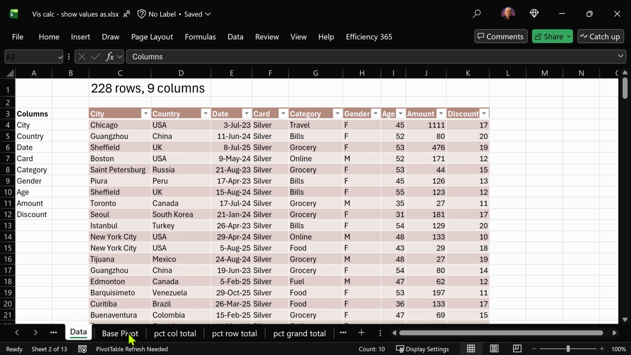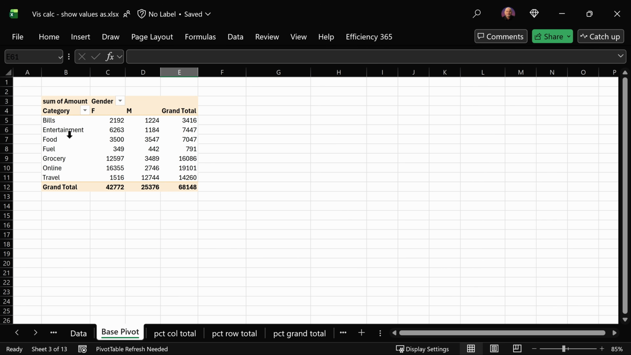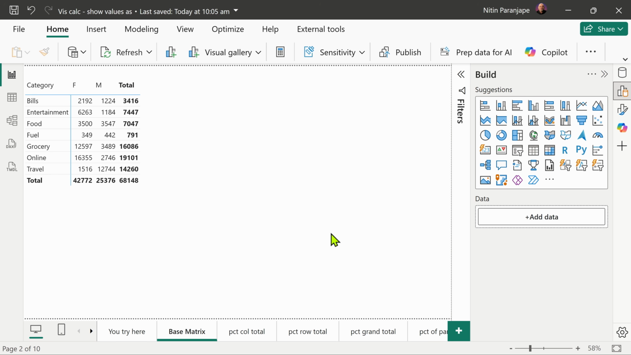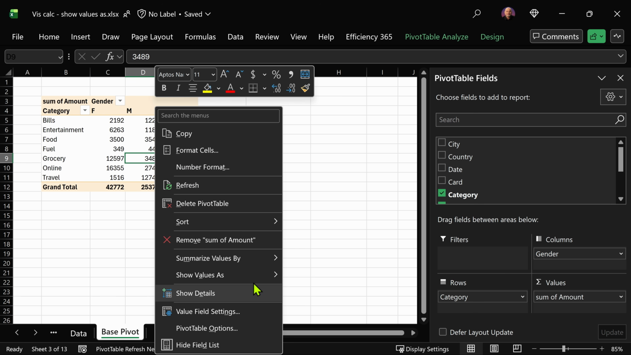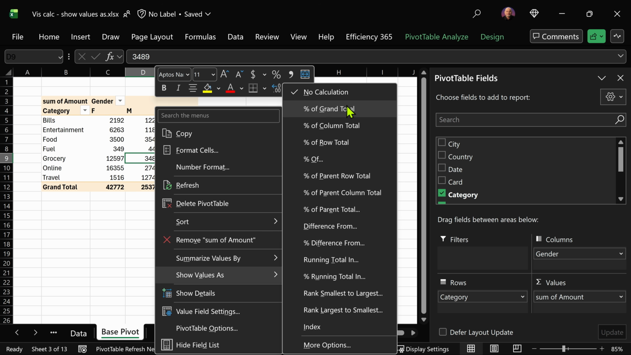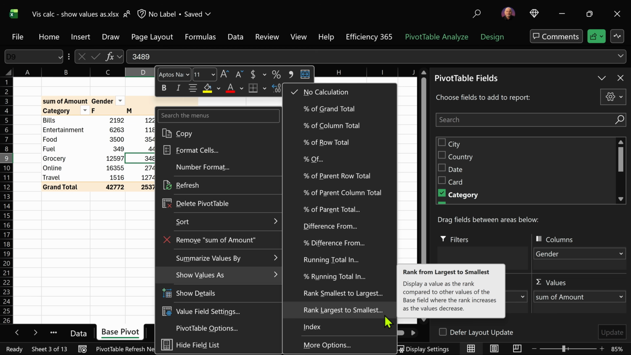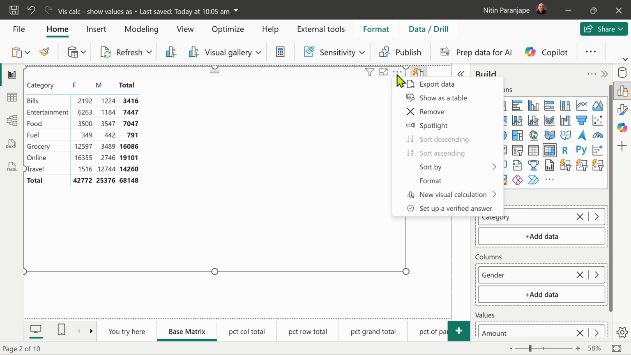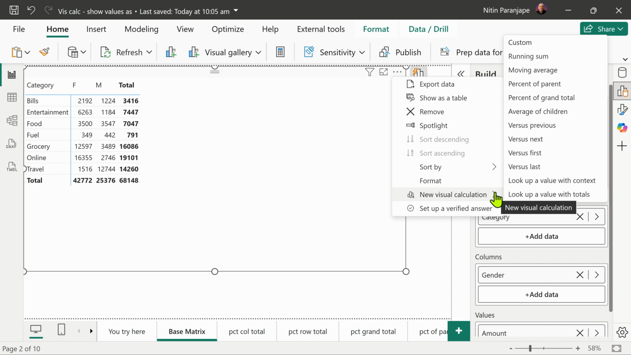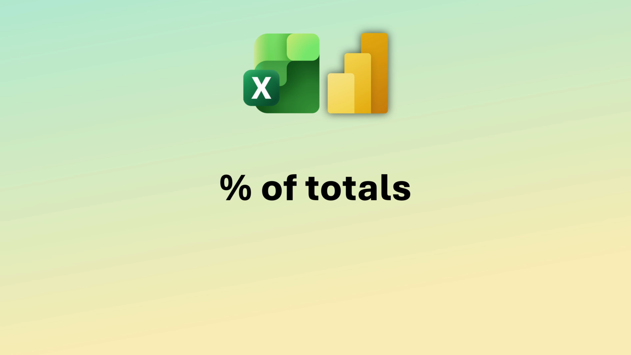In Excel, I have created a simple pivot table, category on rows, gender on columns, and totals. Power BI as well, we have a similar matrix visual. In Excel, when you right click in the data area or value area, you have show values as. We are going to learn all of them. In Power BI, when you click on the visual three dots, we have new visual calculation. So let's start with a simple one.